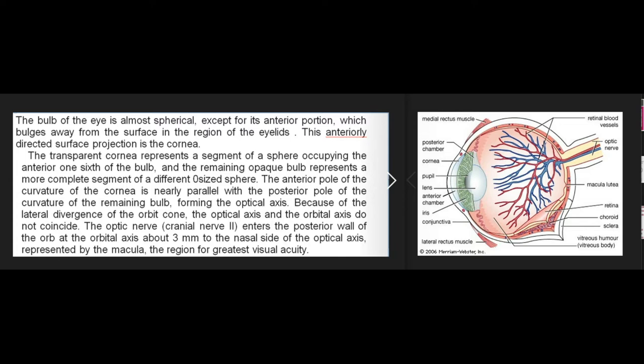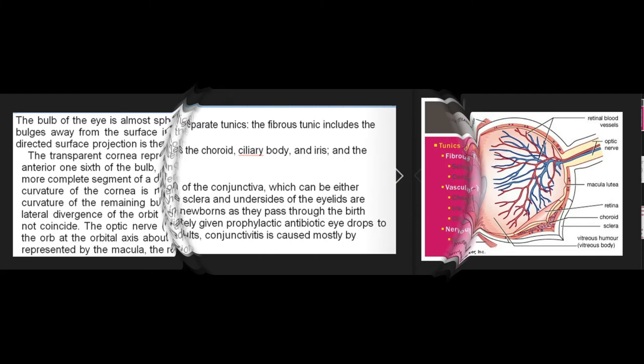Because of the lateral divergence of the orbit cone, the optical axis and the orbital axis do not coincide. The optic nerve, cranial nerve 2, enters the posterior wall of the orb at the orbital axis about 3 mm to the nasal side of the optical axis, represented by the macula, the region for greatest visual acuity.